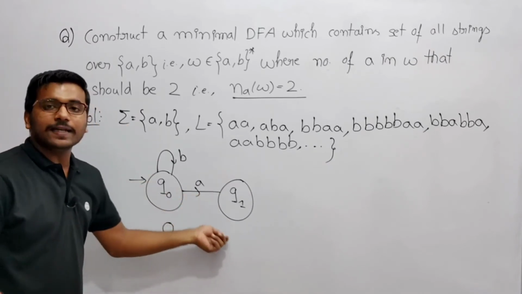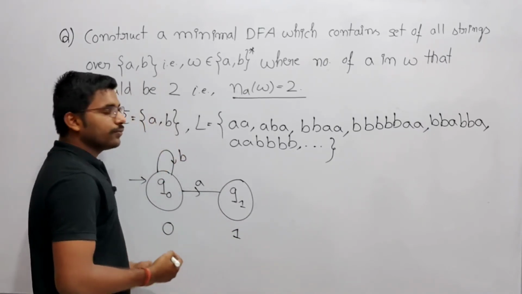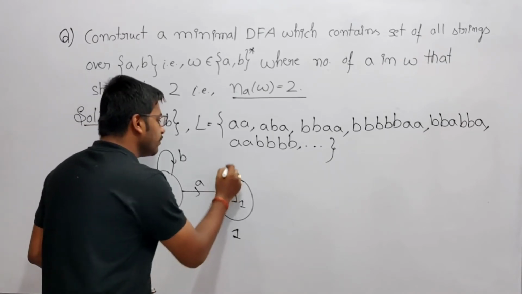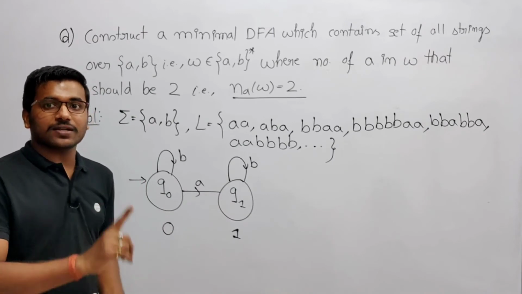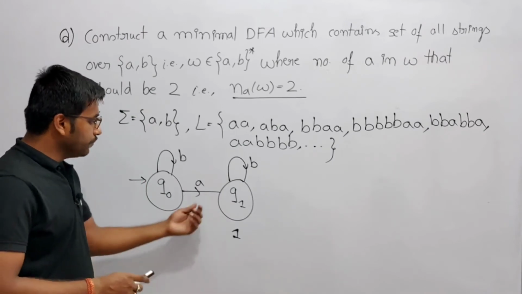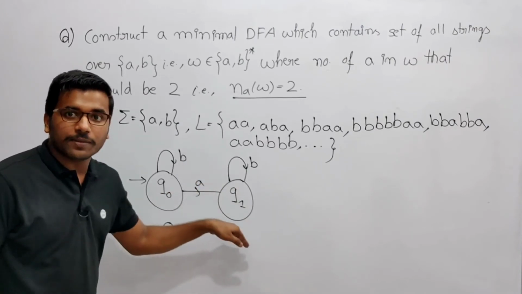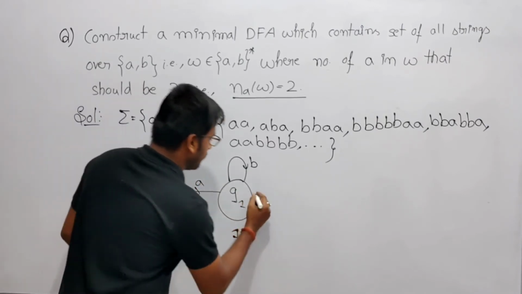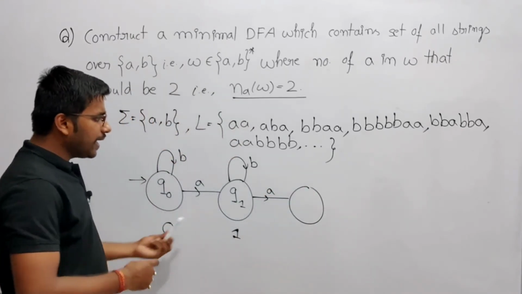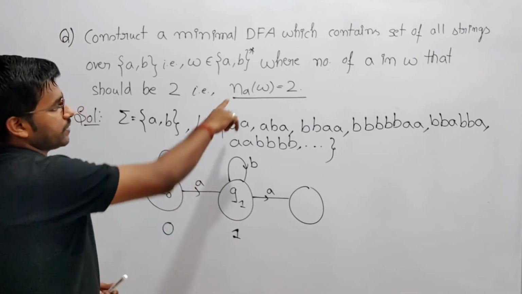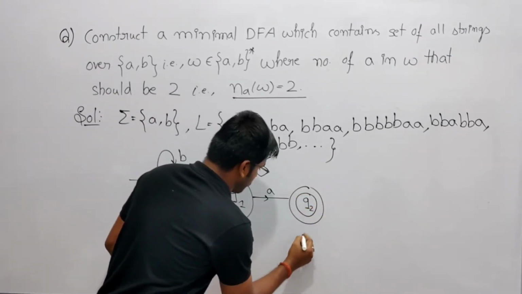Now by getting a single a, the number of a will become 1. After that also, if I am getting any number of b, fine, it will be here only. With respect to b, with respect to a, I am just counting the number of a. So before the first a, I can have any number of b. After the first a, I can have any number of b. Now if you are getting another a, the number of a is now 2. You will accept it, so you will make this the final state.